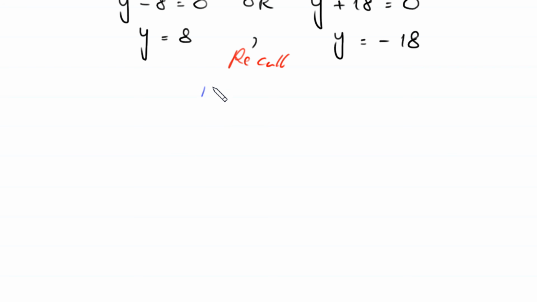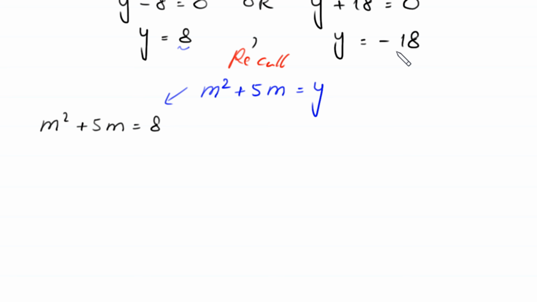We have supposed that m squared plus 5 times m is equal to y. So when y is equal to 8, this equation will become m squared plus 5m is equal to 8. And when y is equal to negative 18, this equation will become m squared plus 5 times m is equal to negative 18. First we solve this equation.